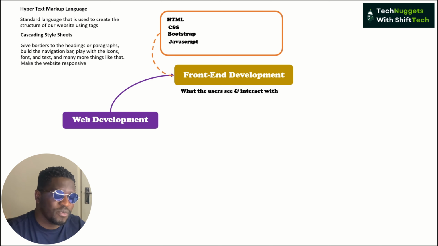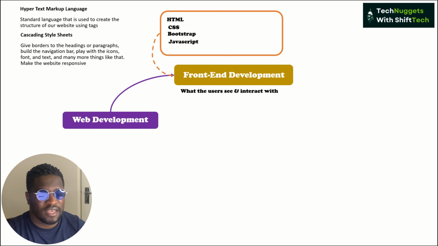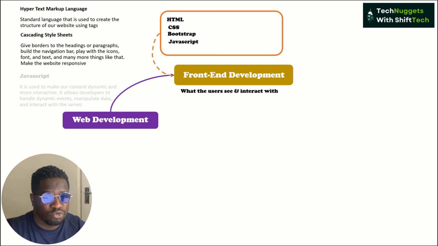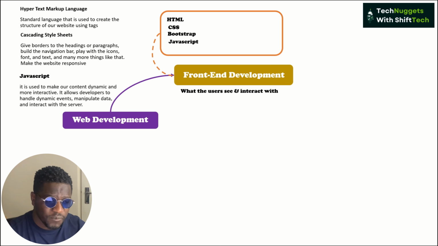But the moment we start making use of JavaScript, this is where, if I want to make an action, let's say I click a button and I want it to do something, we start to make use of JavaScript. So you need to learn JavaScript. It is used to make our content dynamic and more interactive. It allows developers to handle dynamic events, manipulate data, and interact with the server. I'll speak more of the server side when we look at the backend, because this is behind the scenes.